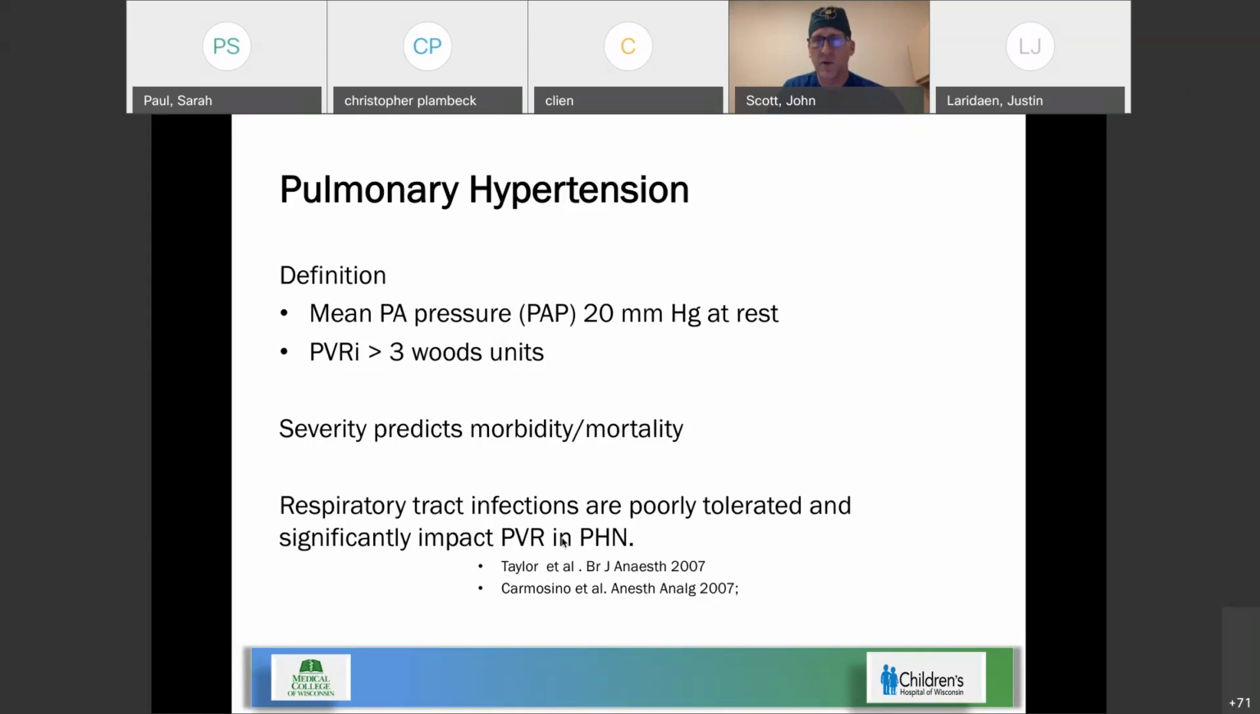What we know is that the severity of pulmonary hypertension does predict morbidity and mortality, and that concurrent upper or lower respiratory tract infections are really poorly tolerated in the setting of increased pulmonary pressures, because they significantly impact the pulmonary vascular resistance as well.